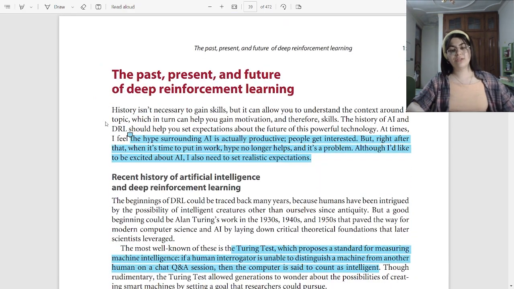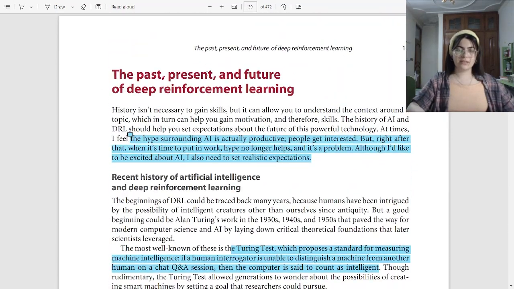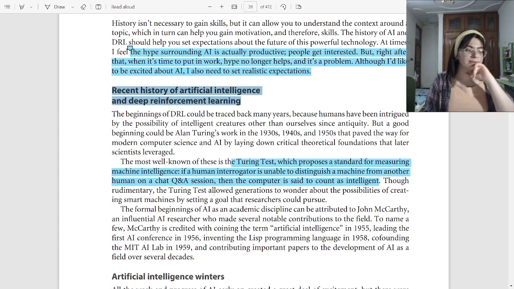Okay, so now we have reached some history. We have the past, the present, and future of deep reinforcement learning. I'll just read through and give you the gist. It says that the hype surrounding AI is actually productive. People get interested, but right after that, when it's time to put in work, hype no longer helps, and it's a problem. The author mentions that I like to be excited about AI, but I also need to set realistic expectations.